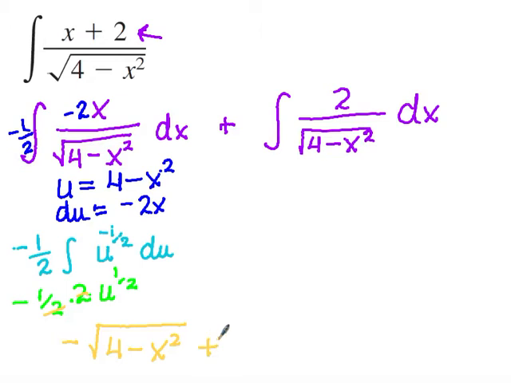Where did you get the 2 for the u to the 1/2? You mean this 2? U to the 1/2 divided by 1/2, which would be the same as multiplying by 2.